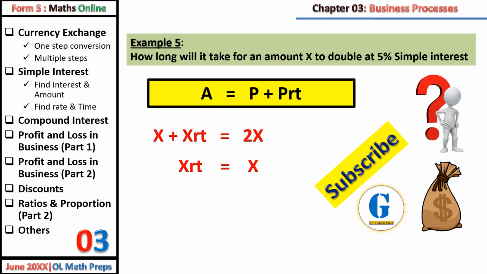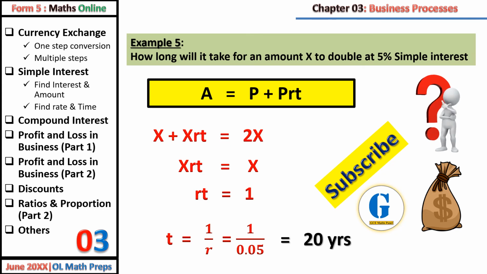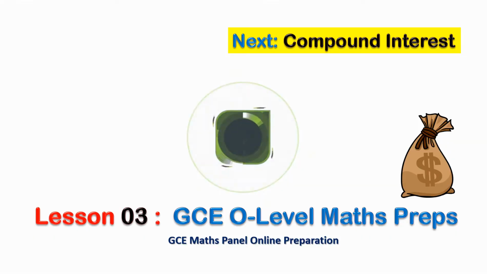This will give us X times rate times time to be equal to X. Divide both sides by X, we will be left with rate times time equal to 1. And time will be equal to 1 over rate, which is 1 over 0.05, giving us 20 years. So it takes 20 years for the amount X to double at 5% simple interest.